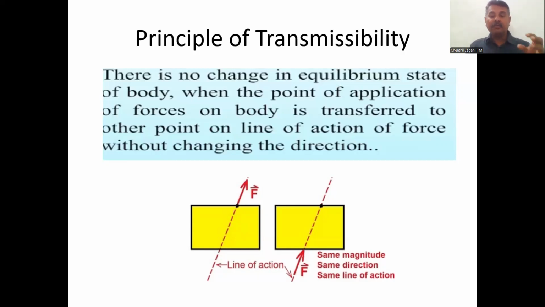That means if we have to move a body with a push, we can also use a pull, okay? If we give a push or pull in the same direction or along the same line of action, where the dotted line is the same, the force has the same magnitude, same direction, as well as the same line of action when we measure the forces and their magnitude at any point on its line of action. That is called the principle of transmissibility, okay?